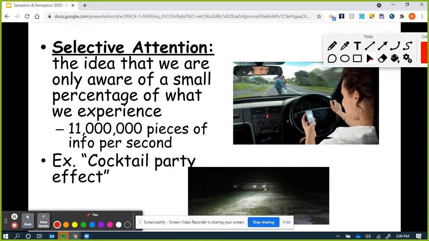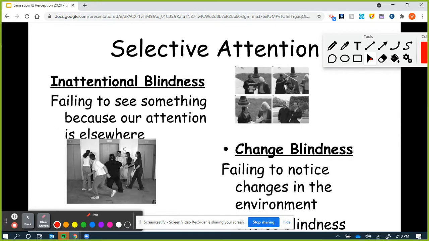Cocktail party effect is when you're able to listen to a conversation very clearly, even in a very loud room. All right, a couple different types of selective attention. Inattentional blindness is just missing things because we're not looking for them. And then change blindness is failing to notice small changes in the environment.